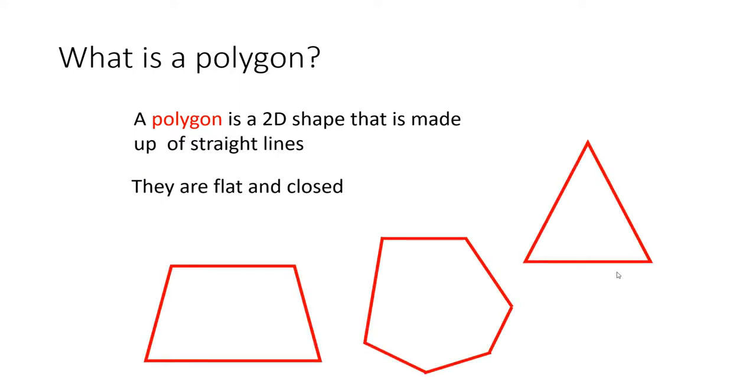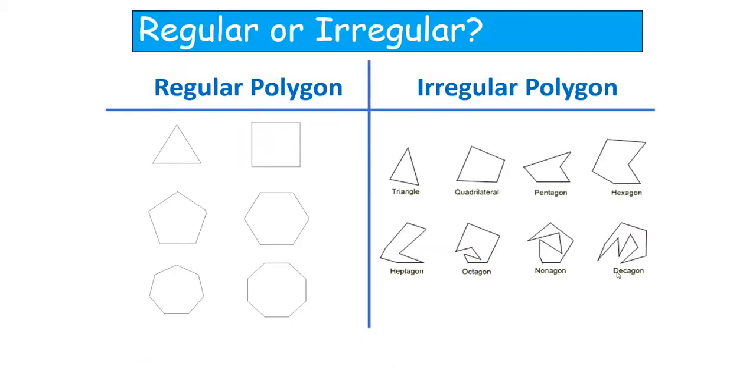So here we've got a triangle, we've got a quadrilateral, and we have a hexagon, a six-sided shape. Now here's just a quick image of what a regular polygon looks like versus what an irregular polygon looks like. They're all polygons because they are all 2D shapes composed of straight lines. However, a regular polygon is one that is equal in all dimensions. So its angles are equal, its sides are equal, everything is equal.